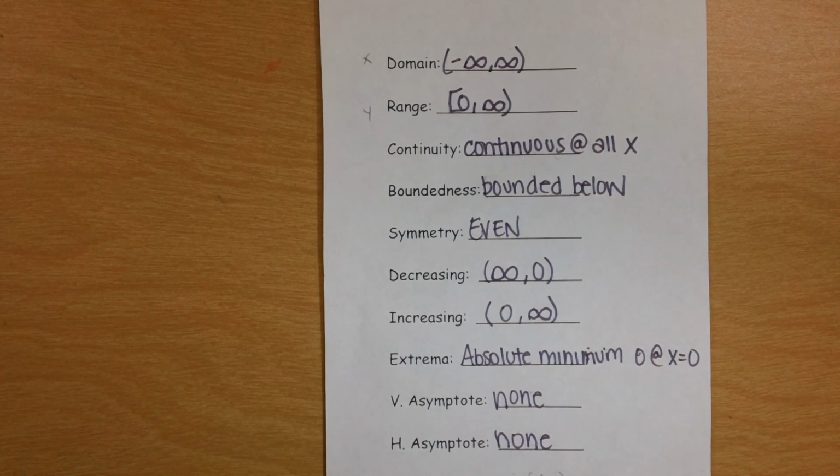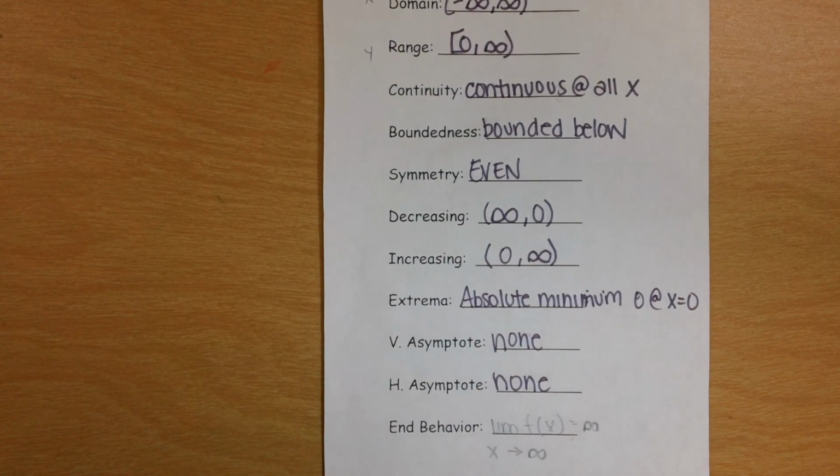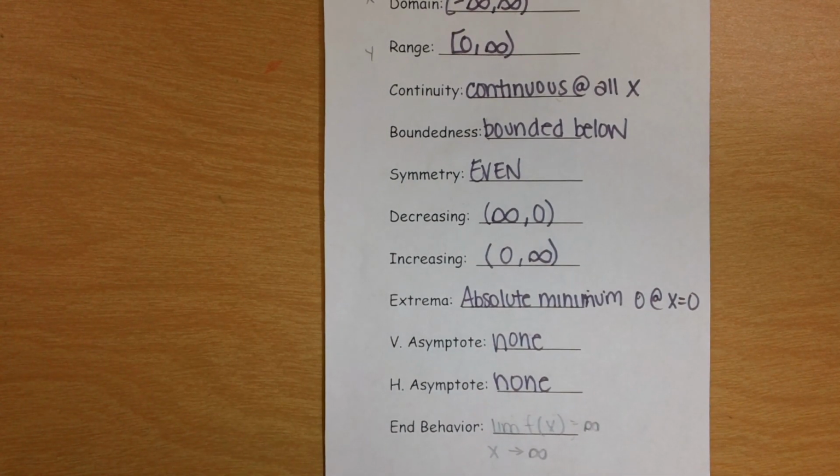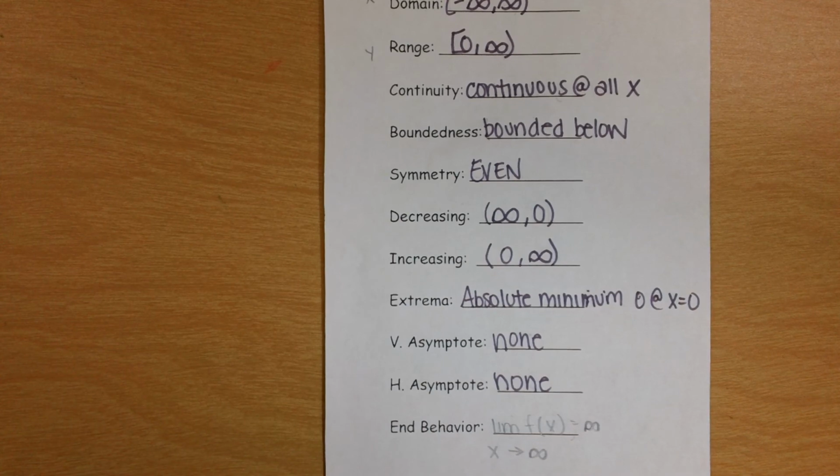There is no vertical or horizontal asymptote. The limit of f of x as x approaches infinity is infinity, and the limit of f of x as x approaches negative infinity is also infinity.